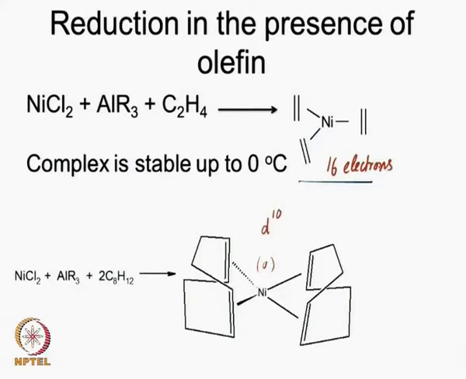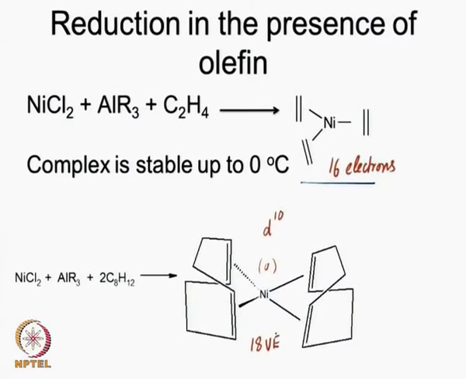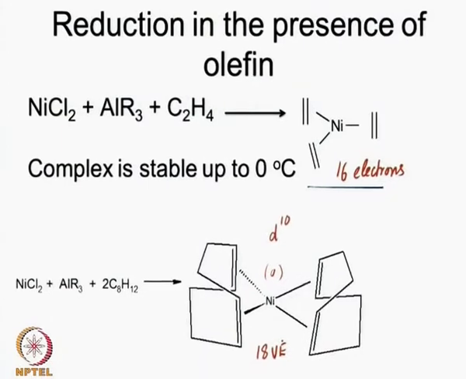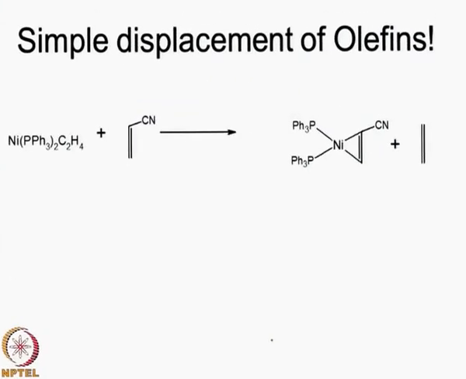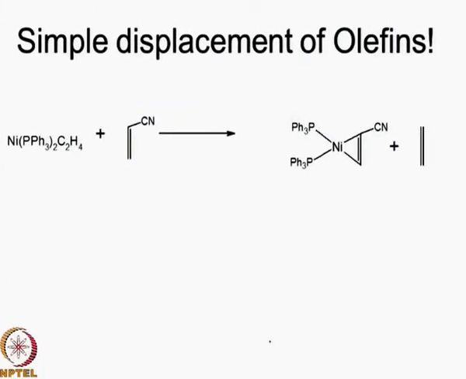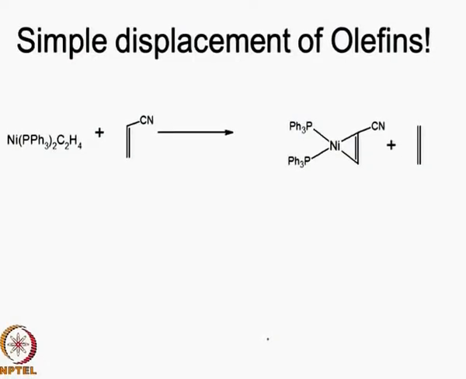So, the nickel complex with 3 ethylenes is a 16 electron system, with 2 cyclooctadienes it is an 18 electron system, and this 18 electron system is much more stable, and this can be isolated and characterized very easily. Now, I want to talk about displacement of one olefin by another olefin.